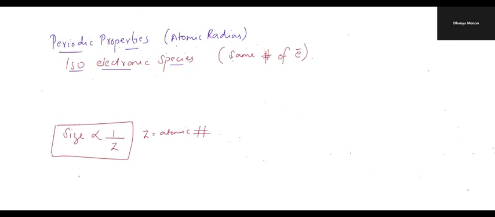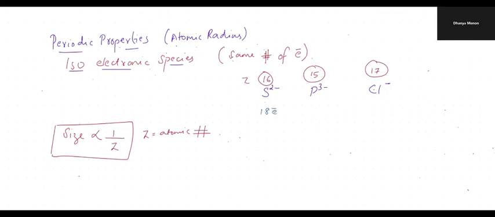Now similarly, another example. Suppose I take sulfur 2 minus, phosphorus 3 minus, and chlorine minus. The atomic numbers for them are 16, 15, and 17. So let's check, is it isoelectronic? The atomic number of sulfur is 16. It is 2 minus, so it has gained 2 electrons. So the number of electrons now is 18.